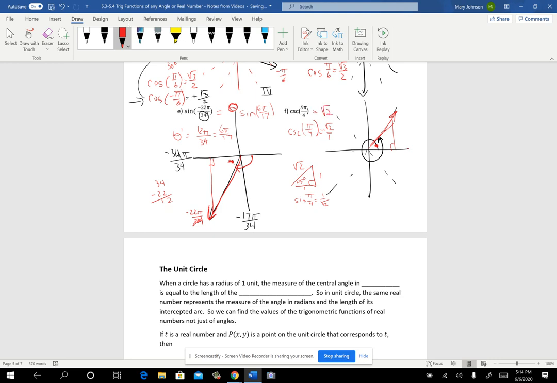Okay? So reference angles allow you to take an angle that's not acute and find an acute angle associated with it. And the big idea is that the trig value of the original angle can be found by doing the trig value of the reference angle. It's just that you have to sometimes adjust the sign and put a negative or a positive out in front of it.